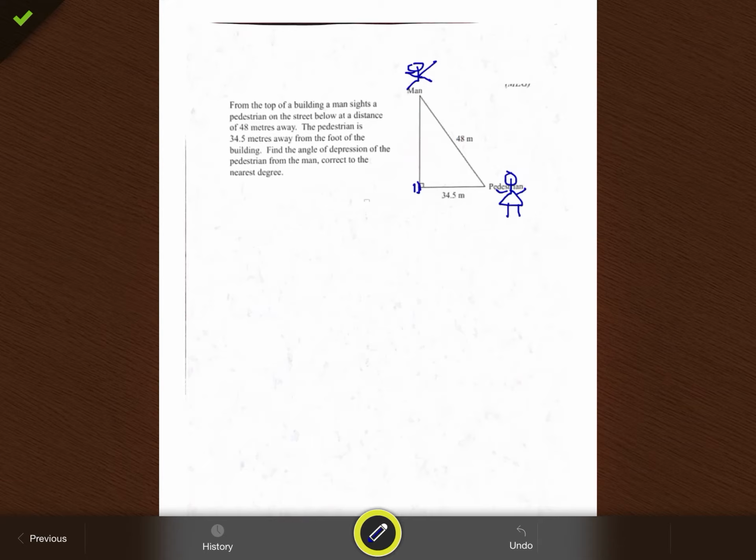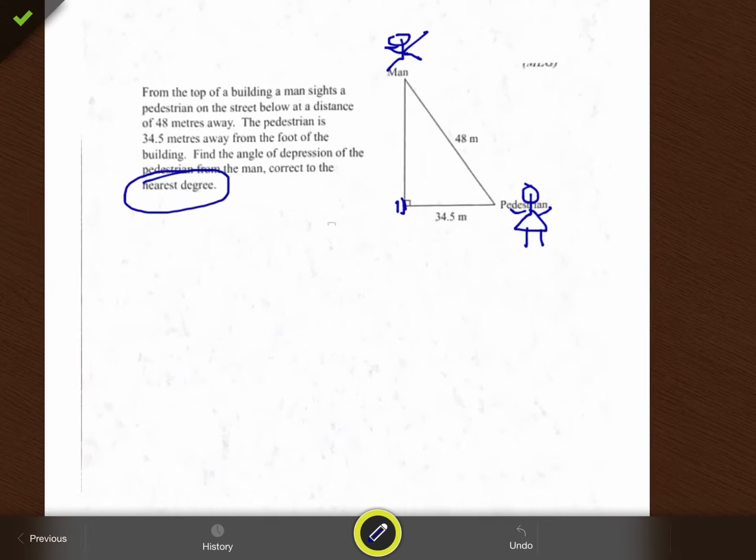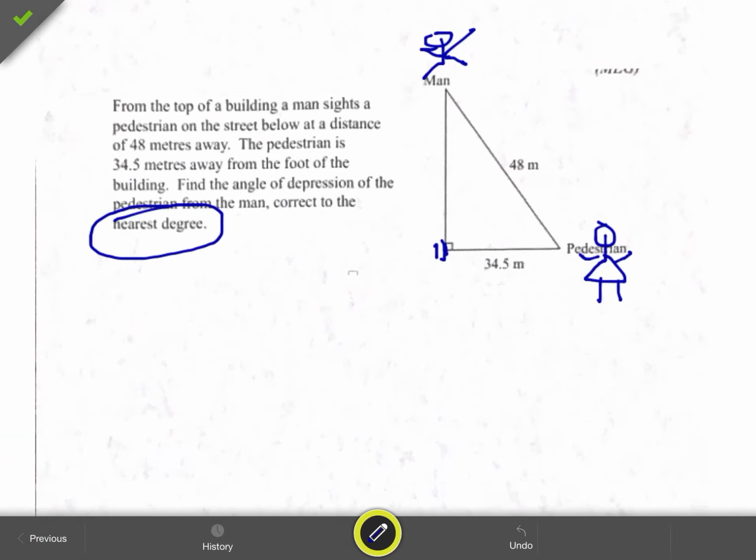Find the angle of depression of the pedestrian from the man, correct to the nearest. Now this is important. They want the nearest degree, so they want us to round to the nearest whole number. You always want to read that. So yeah, again, can kind of make your head hurt, but they were kind enough to draw us a picture. The only thing you have to be aware of, the angle of depression, okay, would be right here.